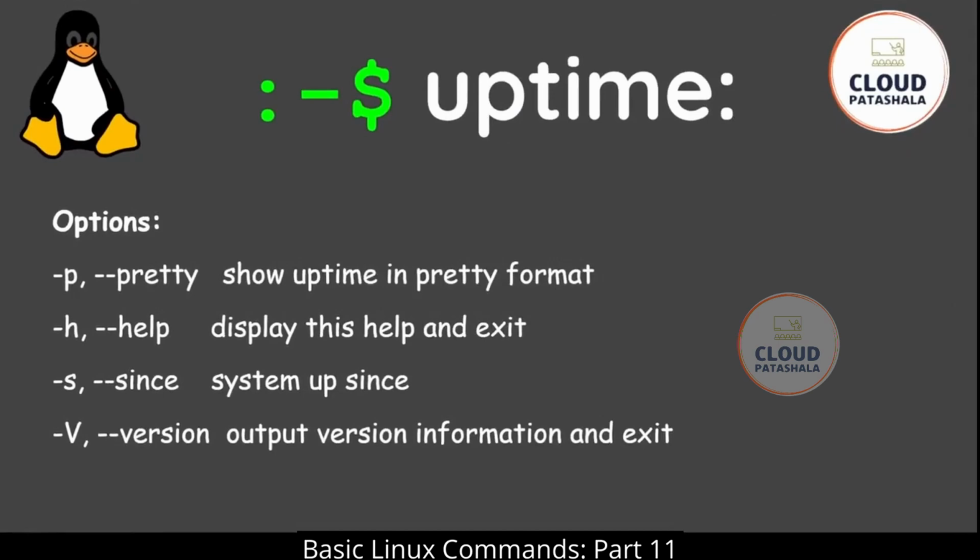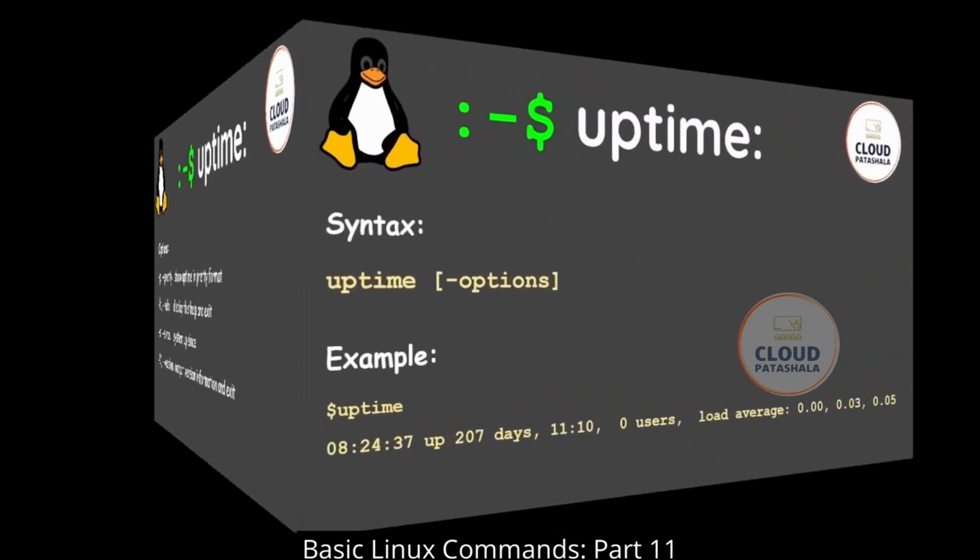The options include -p, which would give you a pretty or formatted output. -h would give you the help display output. -s would give you the time since the system was up, and -v would give you the version of it.